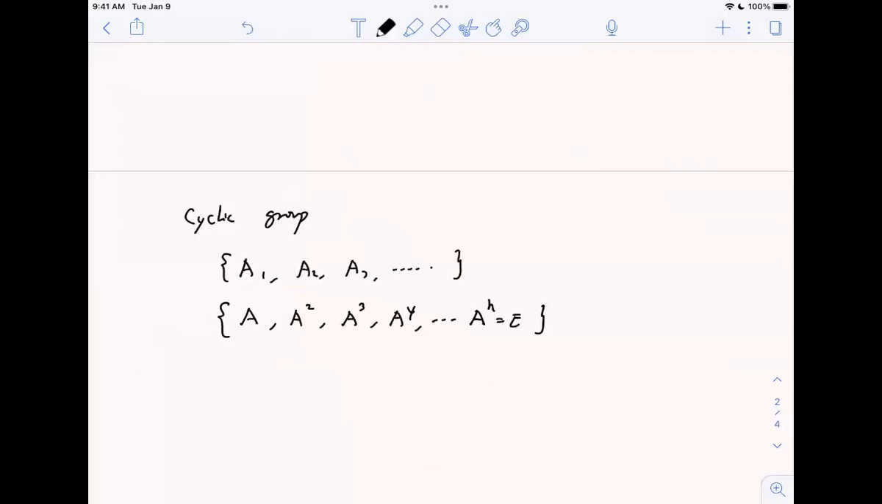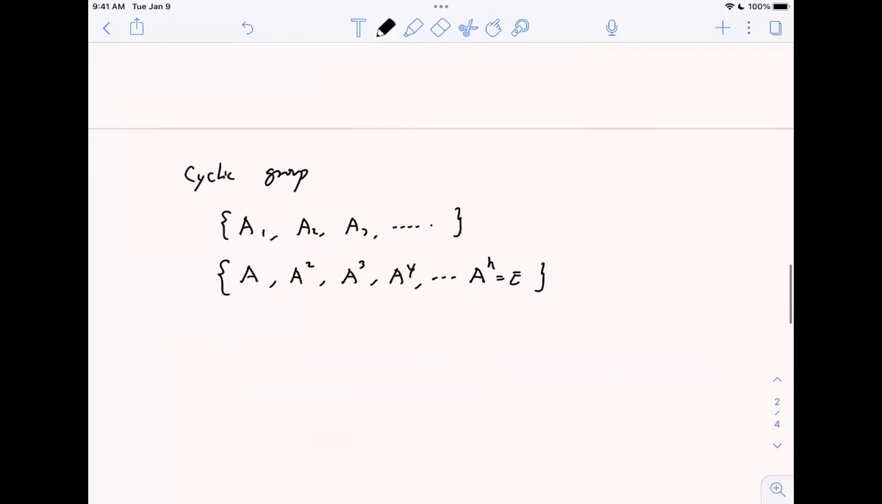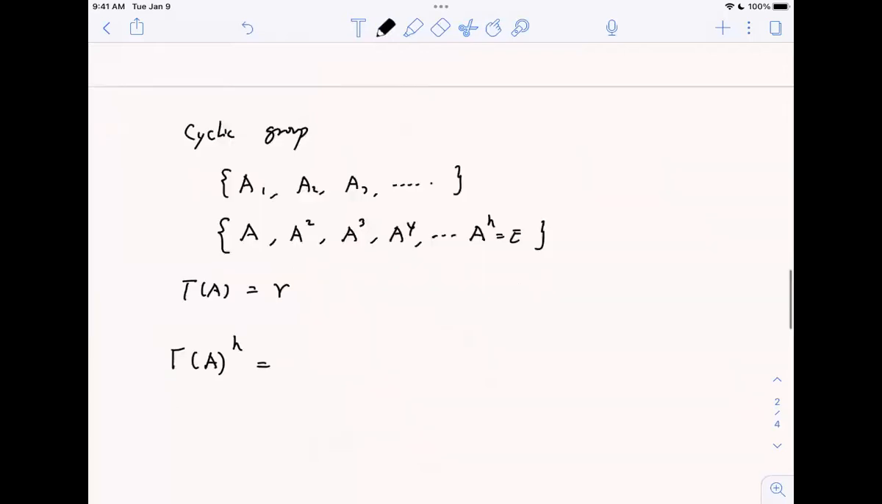Okay, so this is a cyclic group. Then we know that you're going to have a representation. Let's say the representation is gamma. Okay, this gamma, the character is gamma because for a one-dimensional representation, the trace is the matrix. So let's say the character is R.